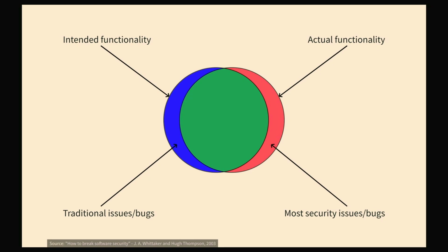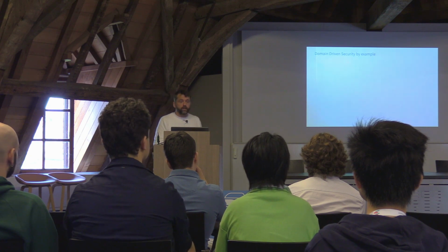And in the middle, the green, that's the stuff that's working as intended. On the left, you have traditional bugs. That's things that were supposed to work but don't work. And on the right, in red, you have things that work but were not supposed to work. So basically, most of the time that would be security issues. So let's dive into an example.